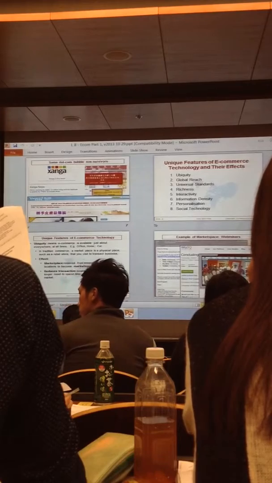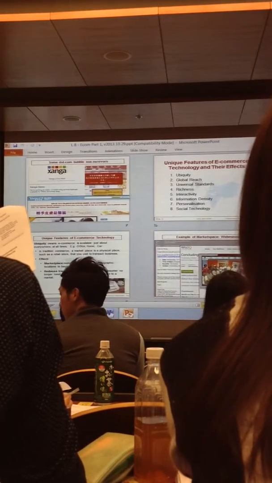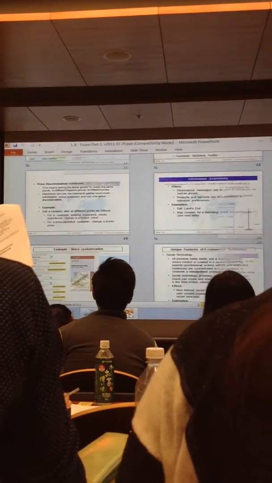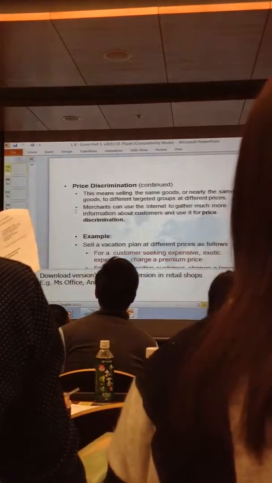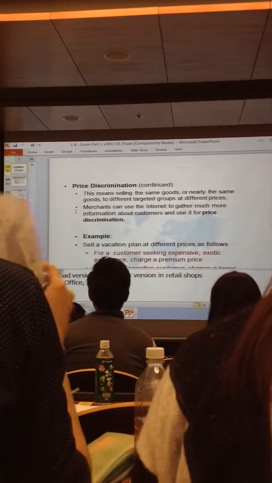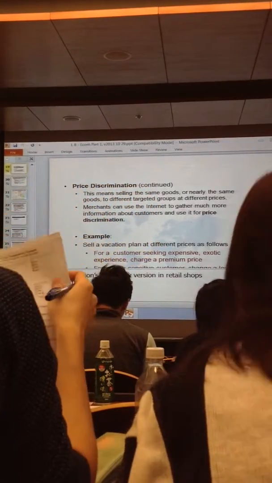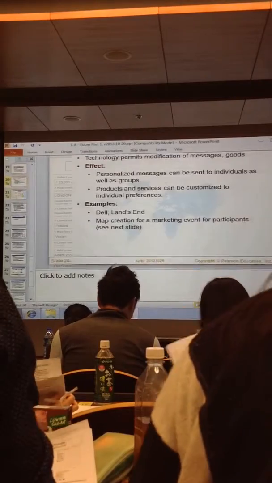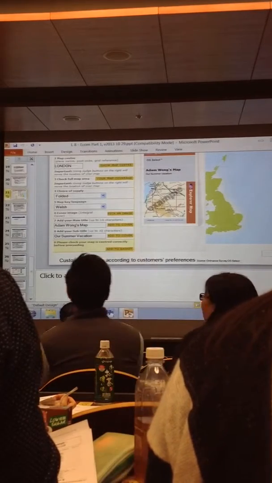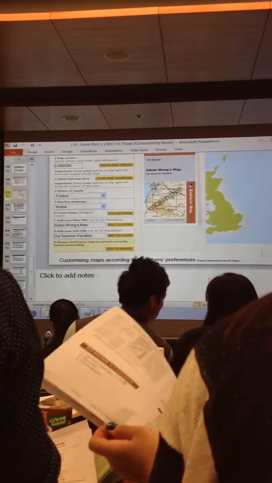Ubiquity, and so on. Interactivity, and so on. Price discrimination. If you can pronounce it, then the spelling will be very natural. Discrimination. You can almost say that I will discriminate against those students who cannot spell. Okay, that will be marks discrimination against bad spelling and bad grammar.